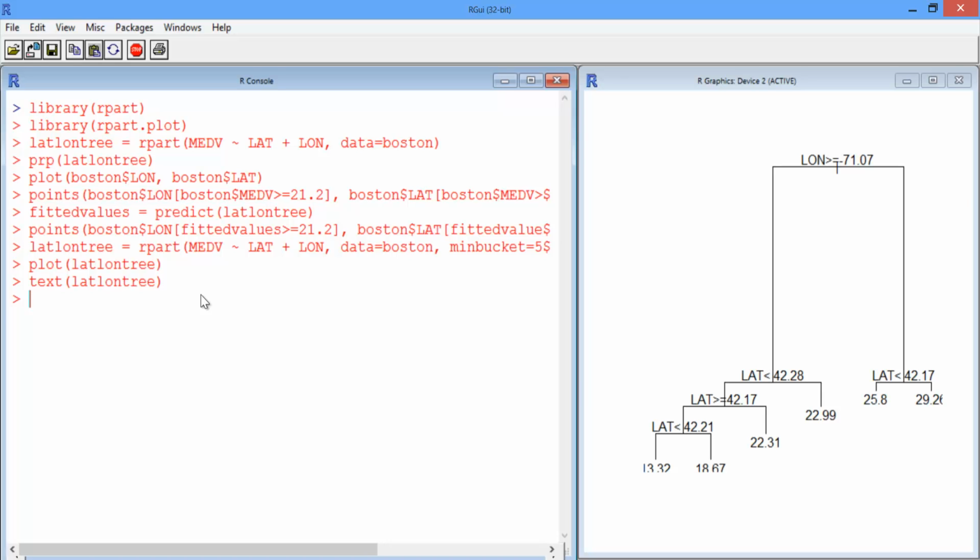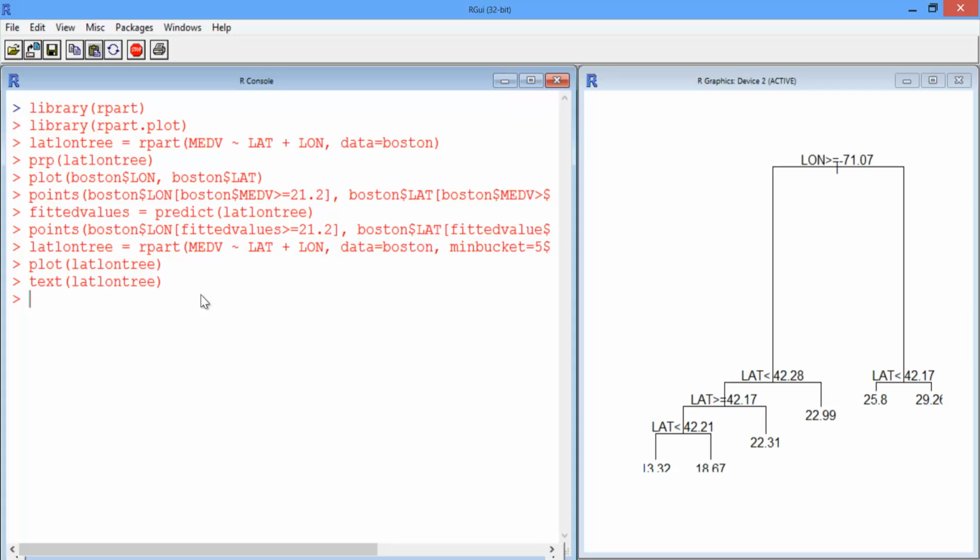The first split says if the longitude is greater than or equal to negative 71.07, so if you're on the right side of a picture, then the left-hand branch applies. The left-hand side of a tree corresponds to the right-hand side of the map, and the right side of a tree corresponds to the left side of the map. That's a little bit of a mouthful. Let's see what it means visually.